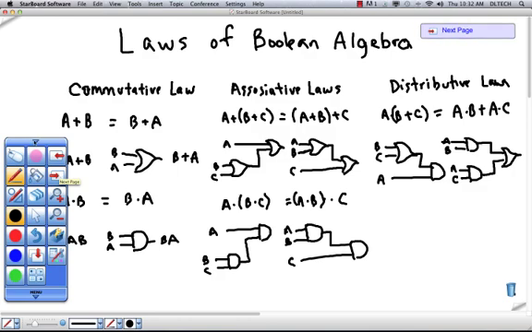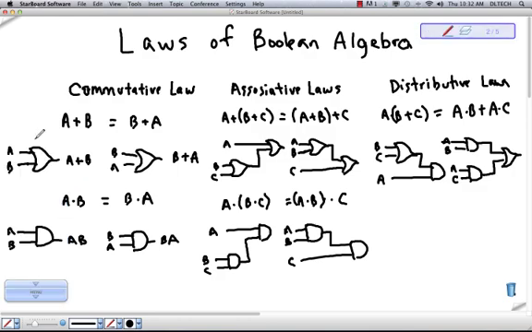Next, we have the laws of Boolean algebra. We start off with our commutative law, which is A or B is equal to B or A. The way we would draw it in schematic form would be this way. We would have our OR gate, so it would be read as A or B. If we put our inputs as B or A, this is our Boolean equation.